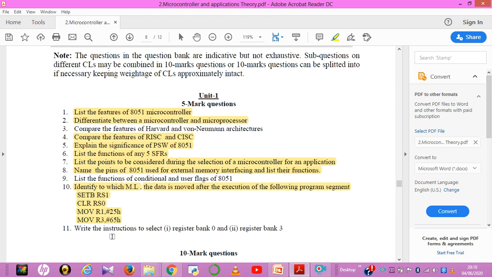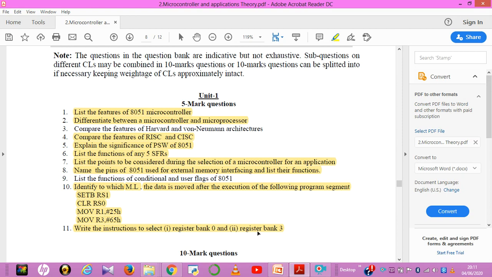Next, they have not given any instructions here. You have to write the instructions to select register bank 0 and register bank 3. For register bank 0, RS1 RS0 is 0. You can write CLR RS1, CLR RS0. Those 2 instructions are enough to select register bank 0.